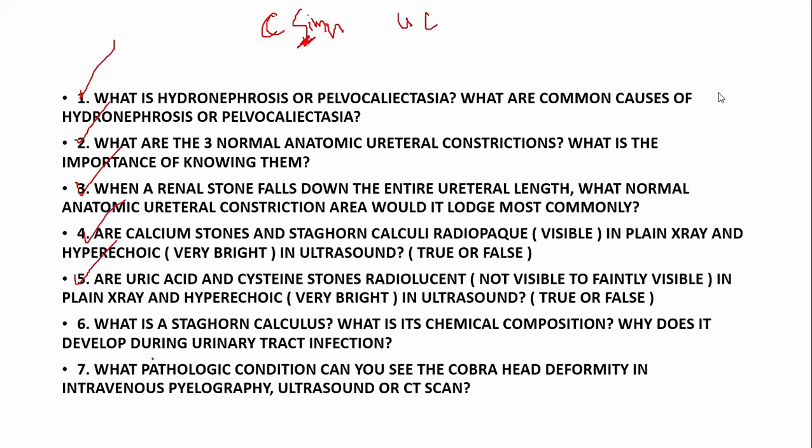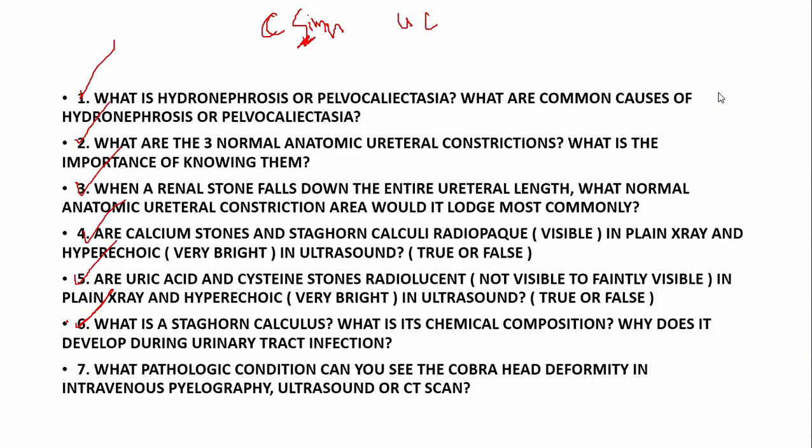Correct. So, you mentioned the Staghorn. What is a Staghorn calculus? What is its chemical composition? Why does it develop during urinary tract infection? Staghorn calculus is a calculus that takes shape in the renal sinus and also takes shape in the major calyx. As it takes shape, it resembles the staghorns of the reindeer. Correct.